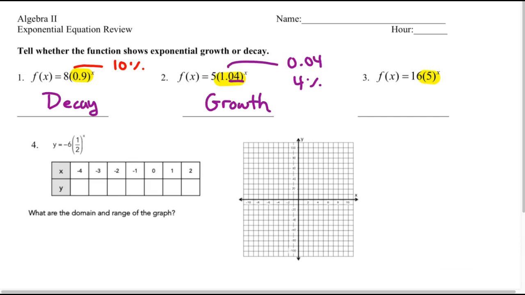This one here, hold on. This one here is 5, so it's really actually 400%. But that gets a little crazy. So the growth factor here is 5. That one's growth. All right.